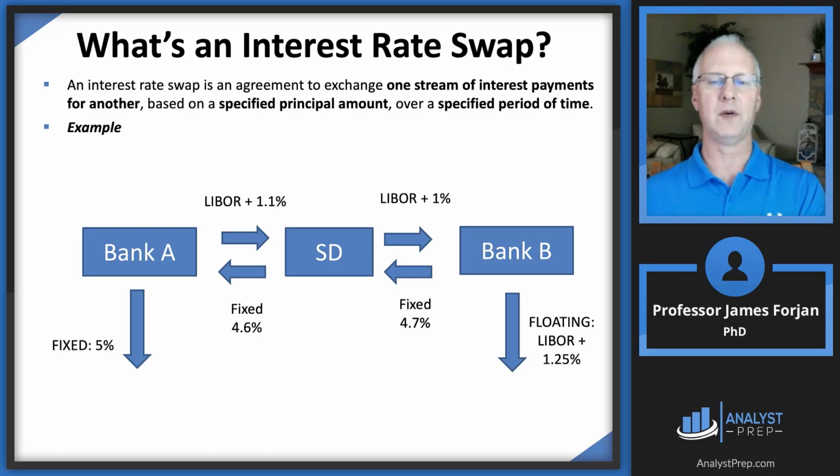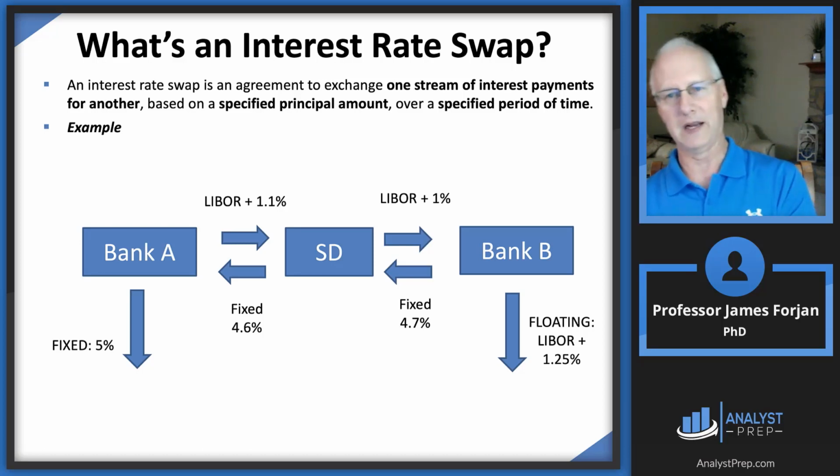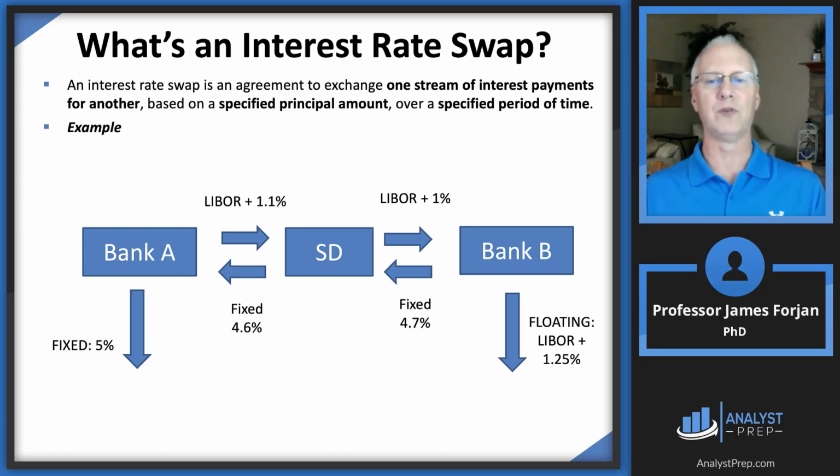Now, remember what I said here on the last slide, the swap dealer doesn't do this stuff for free. And so notice that the swap dealer is receiving 4.7 from Bank B and only paying 4.6 to Bank A, receiving LIBOR plus 1.1 and paying LIBOR plus 1%. So the swap dealer, of course, makes out on both ends. And Bank A and Bank B are willing to pay that. Think of it as a bid-ask spread. Think of it as some kind of swap spread. Think of it as something like the cost of maneuvering so that each bank can obtain the loan that it wants.